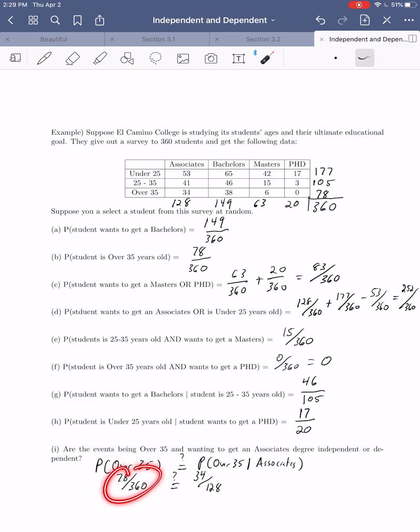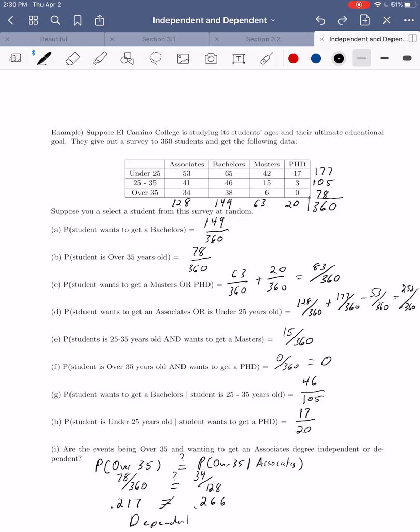Now, you might look at these and say, those are different numbers. You have to be very careful, though. These are fractions, and as you know, sometimes fractions that look different can be the same, like 3 over 6 is the same as 2 over 4 is the same as 1 over 2. So let's convert these into decimals to make sure. On the left-hand side, 78 divided by 360, you should get 0.217. And on the other side, 34 divided by 128, you should get about 0.266. You can see that those two things are not the same. So, since these are not the same, we would say that this is dependent.